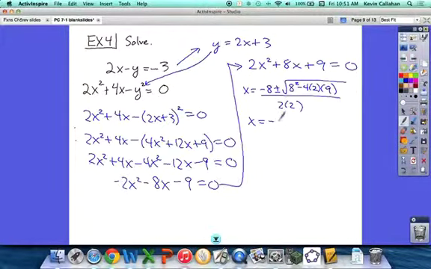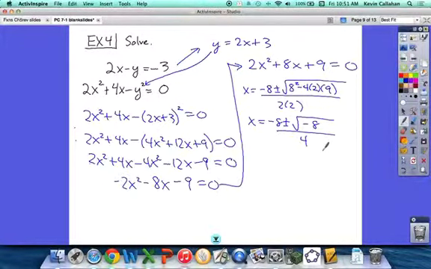X equals negative 8 plus or minus the square root of 64 minus... I was hoping that we were going to get something. 4 times 2 is 8, times 9 is 72. So it's negative 8.